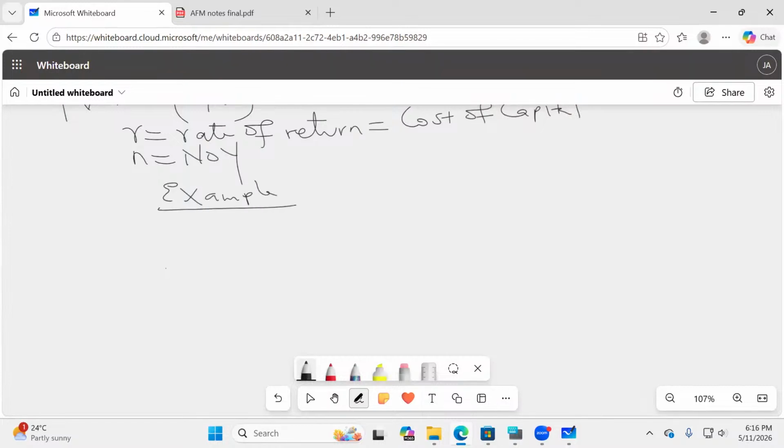So in this example, we have the year: 1, 2, 3. And then they have given us the cash flows. Year number 1, they have given us a cash flow of 20. Year number 2, a cash flow of 25. Year number 3, a cash flow of 36. So these are cash flows.